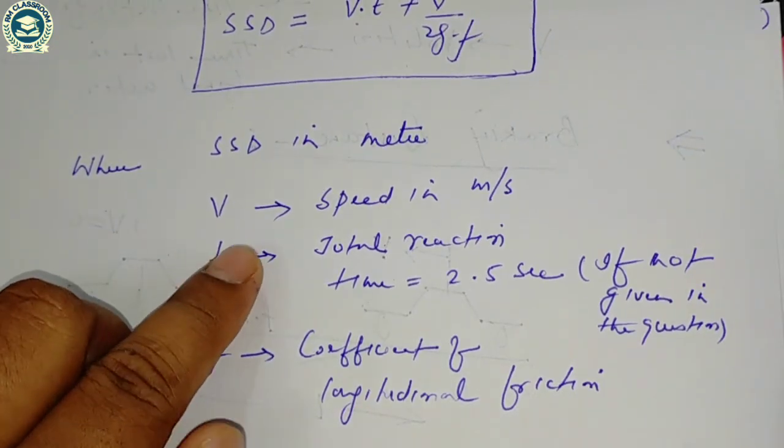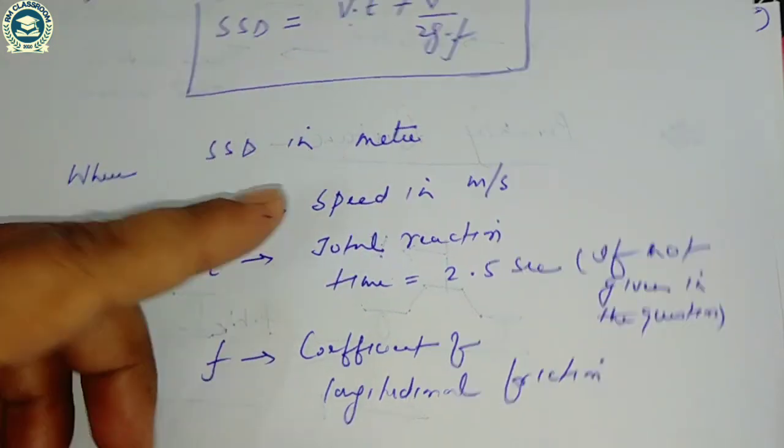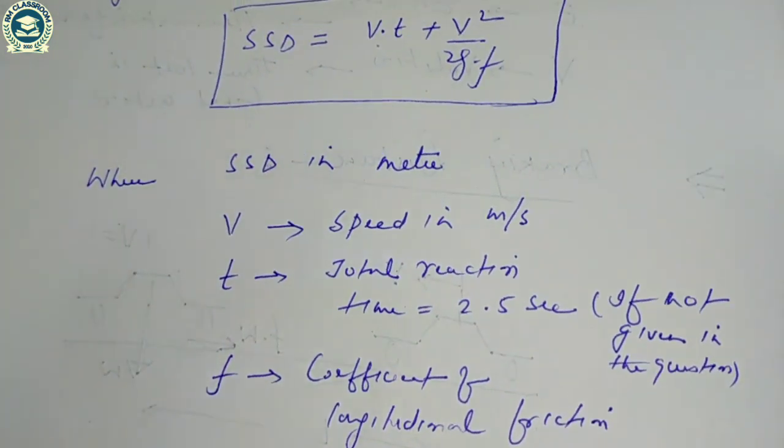Where V is the speed in meter per second. So in entire transportation engineering I will use velocity in meter per second. t is the total reaction time, I will use in seconds. If in the question reaction time is not given, then we have to take 2.5 seconds. F is the coefficient of longitudinal friction. g is the acceleration due to gravity.